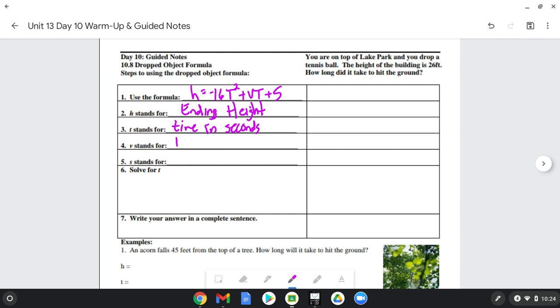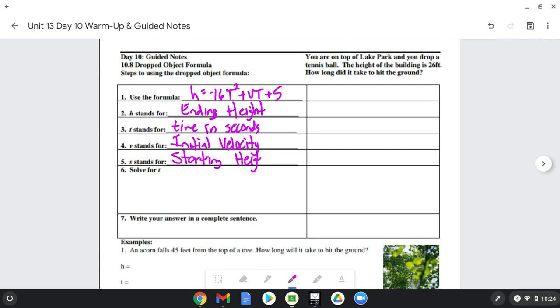V stands for my initial velocity. And today we don't even have to worry about initial velocity because we're dropping things. If we threw things, then we'd have an initial velocity, and that will be tomorrow, where we'll start that. And then s stands for my starting height. That's how high all these dropped things are going to start from.